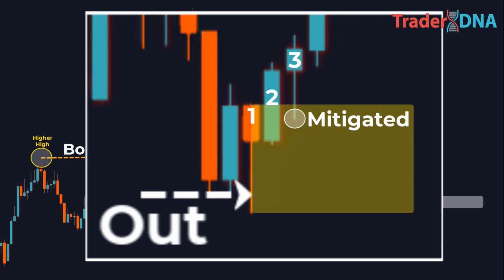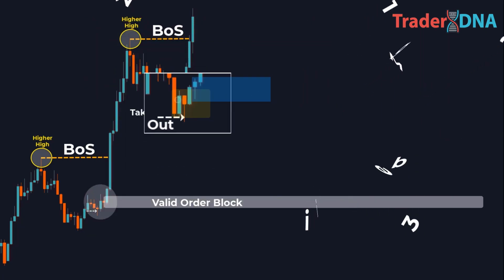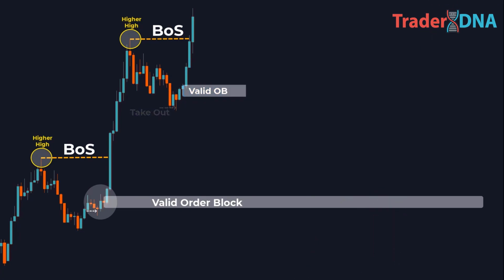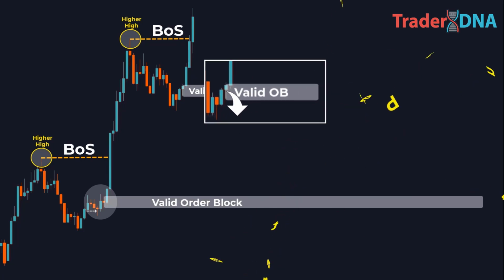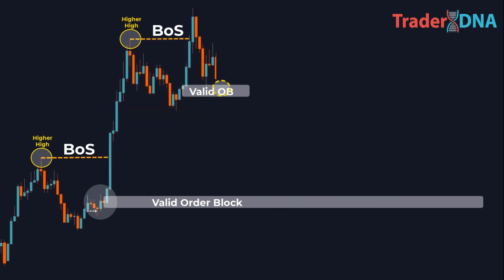This observation aligns with the scenario we discussed earlier, where a mitigated order block cannot be considered valid. Consequently, our attention shifts to the next candlestick, which we identify as the valid order block to focus on for potential trading opportunities. Here, traders, we encounter a hammer pattern, which we identify as our valid order block. However, upon further observation, we notice that while the price initially reacts to this area with a brief touch, it ultimately pushes lower, failing to respect the order block as anticipated.